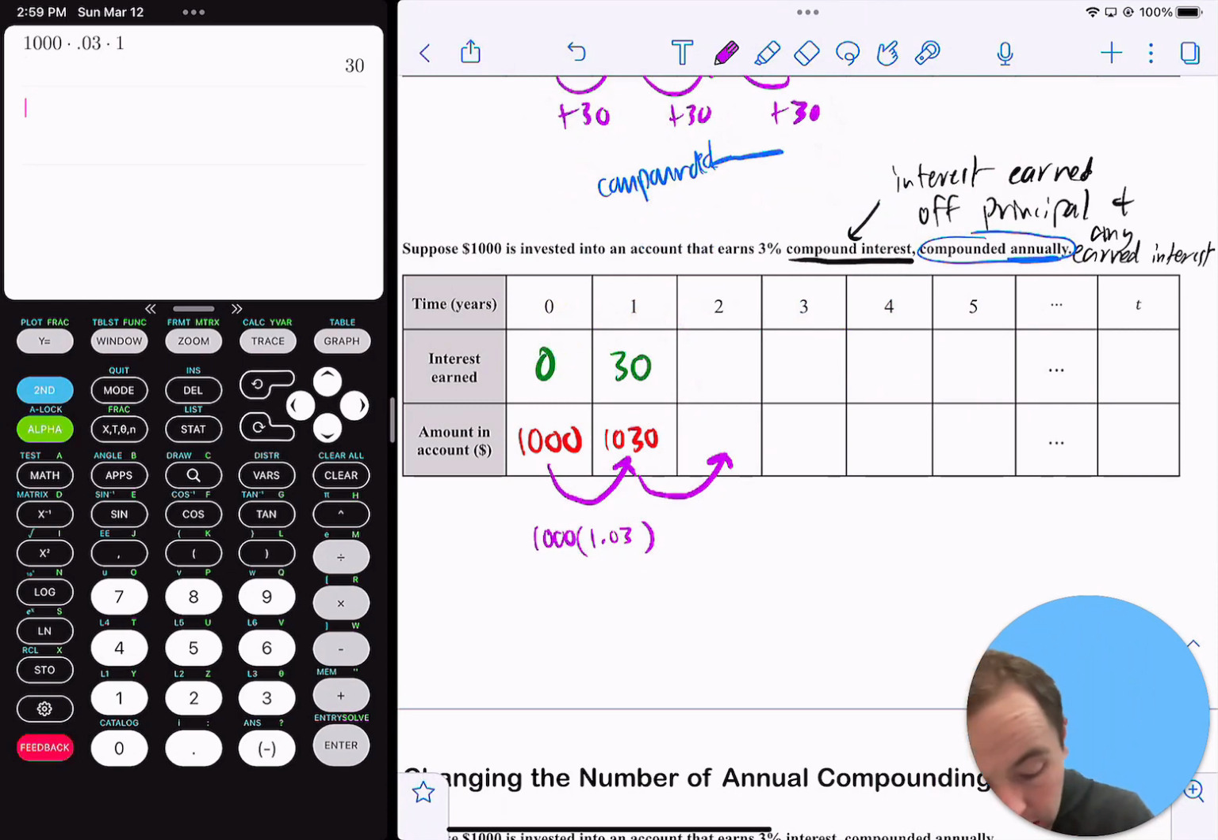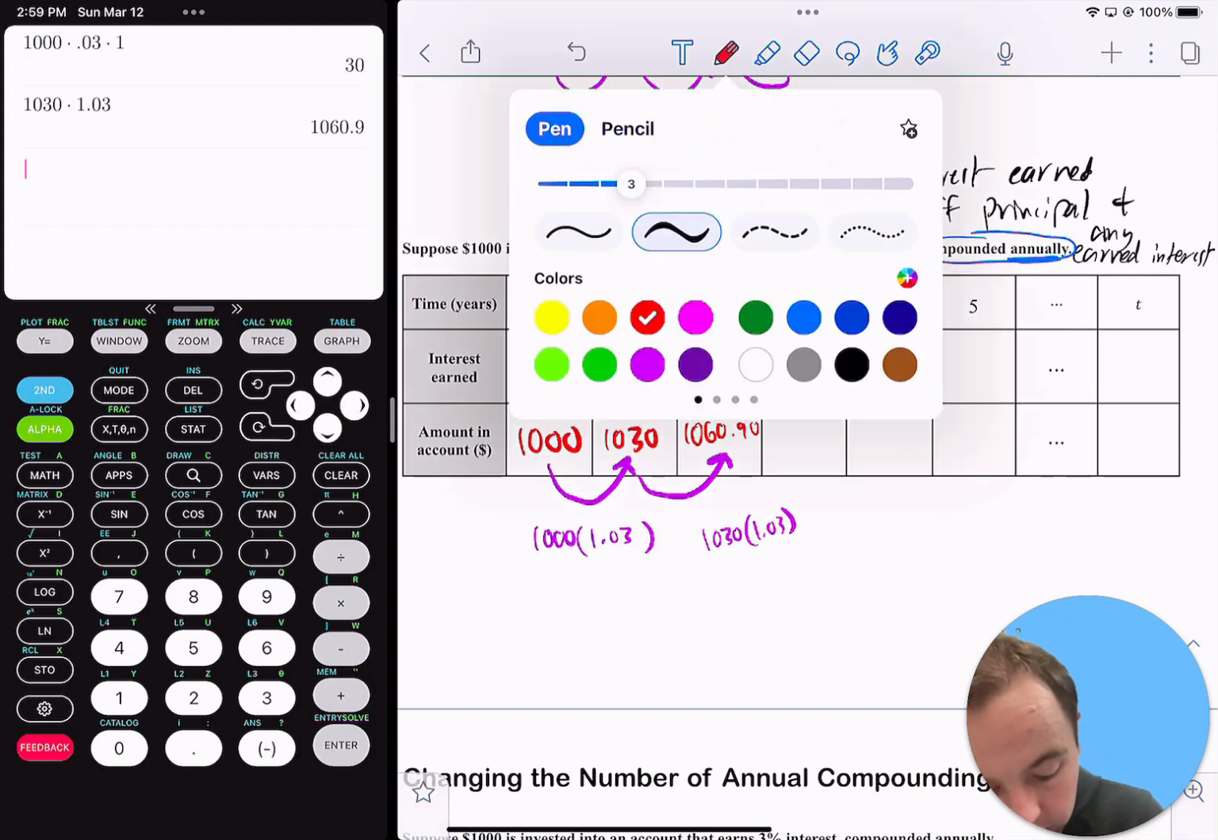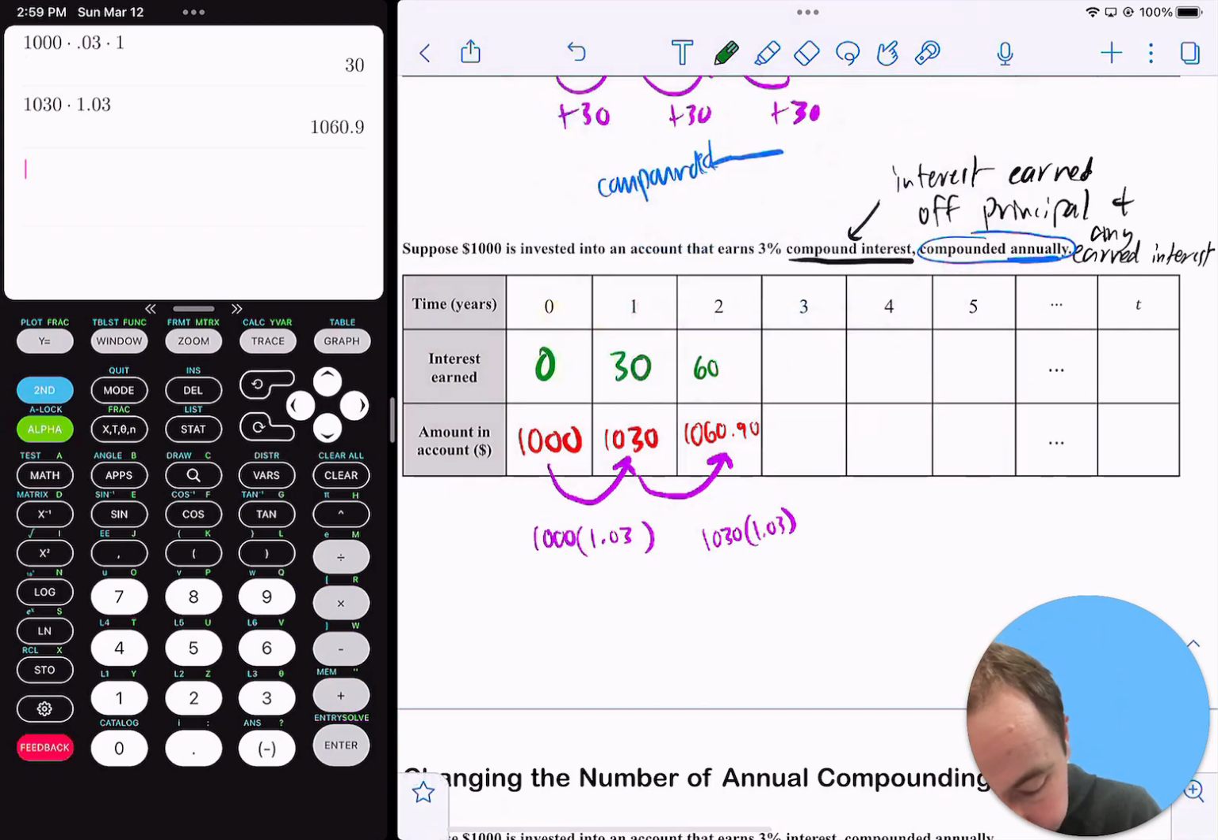because now what we're going to do is we're going to take the 1,030 balance that we had in the previous year, and we're going to take 103% of that. So if we put that into a calculator, you're going to see that we end up getting a balance of $1,060.90 overall right there. So in total, we've accrued $60.90 over the 2 years.